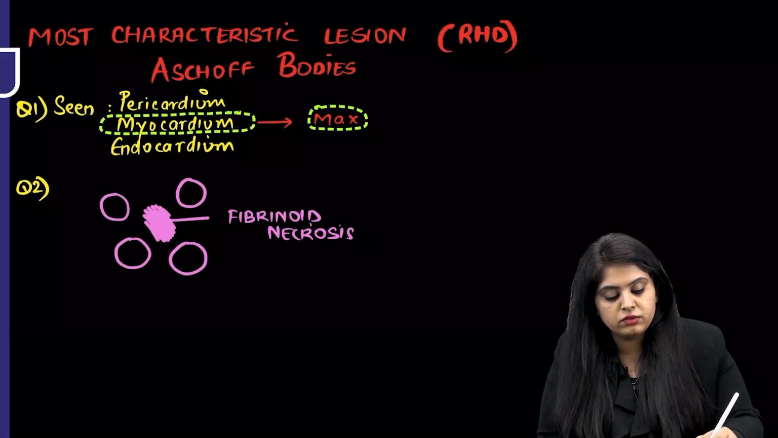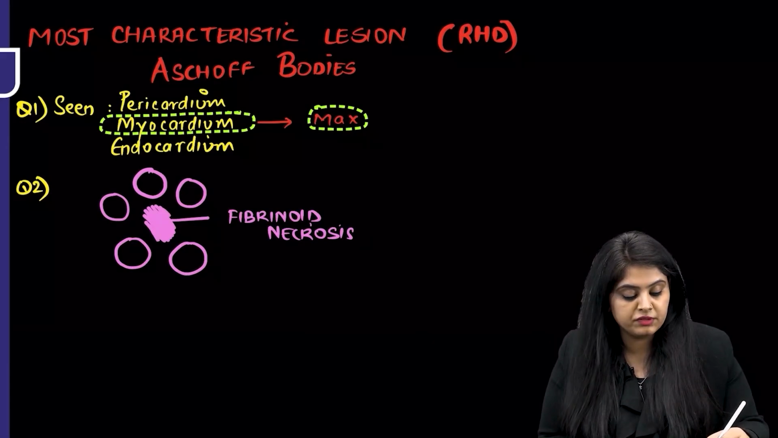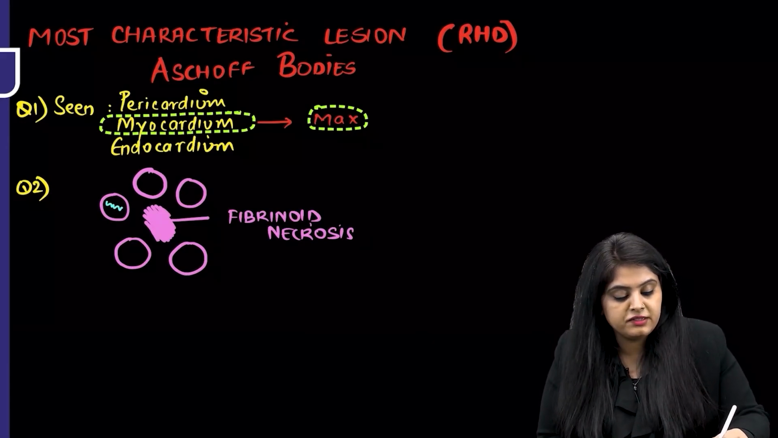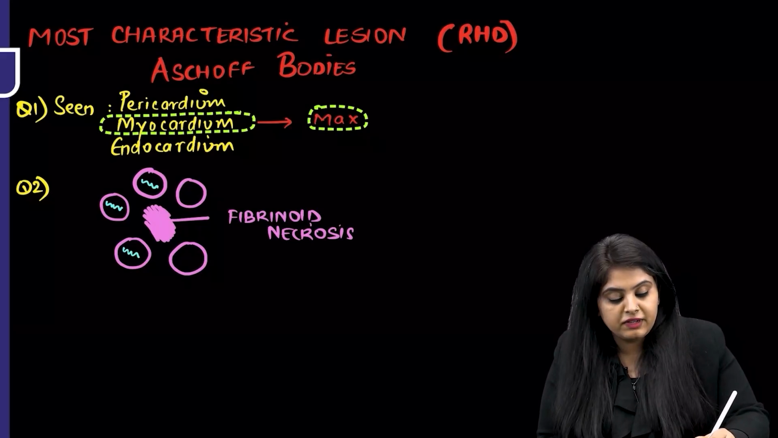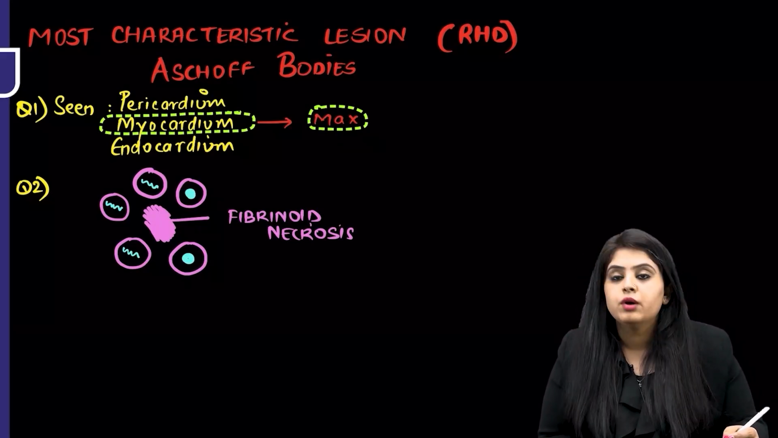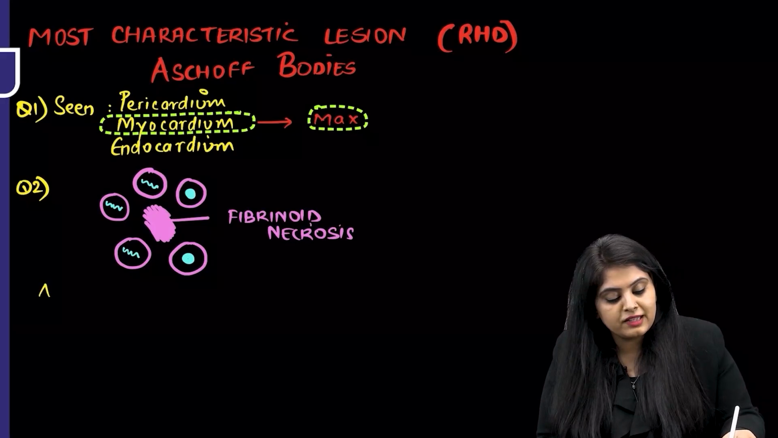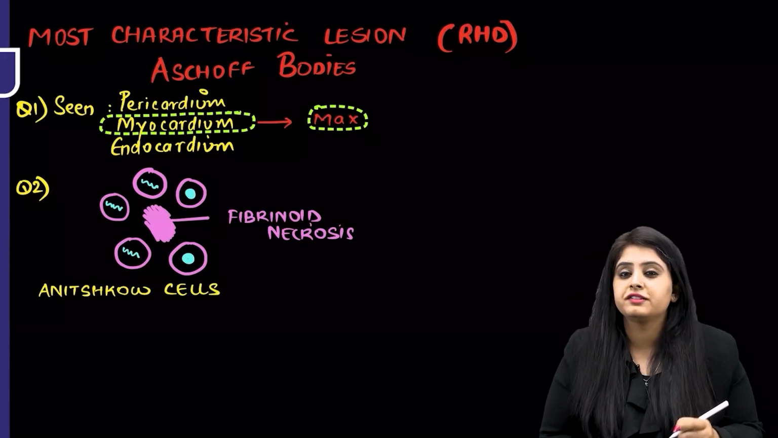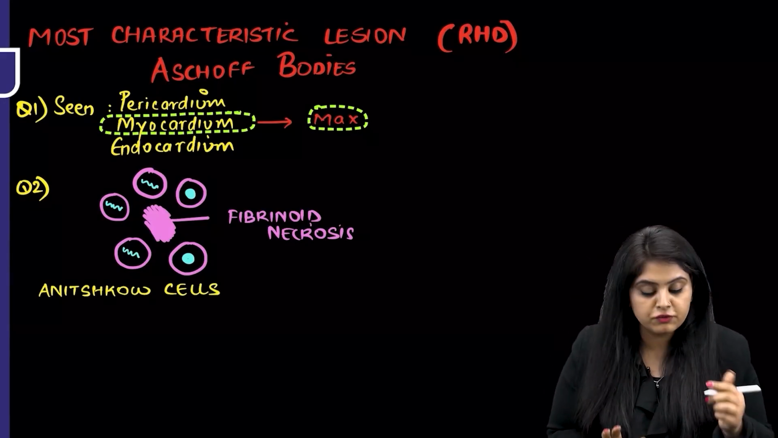I'm drawing two types of cells, but they're not two types. In one cell I'm making this design, and in another cell I have made this design. Are they two different cells? No, not at all. Both of them are referred to as the Anitschkow cells. Then why have I drawn two different designs for them?